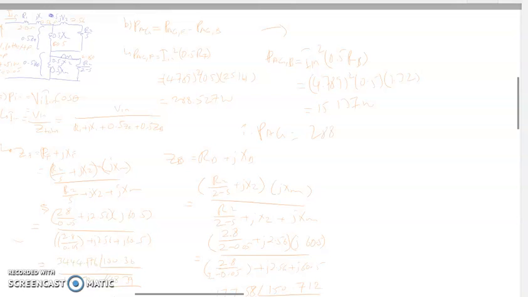Then the P air gap forward minus P air gap backward. So this is the total P air gap produced to the system or to the shaft of the motor, which is 288.572 minus 15.137. You get 273.39 watts. So this is the total air gap power transferred to the system.